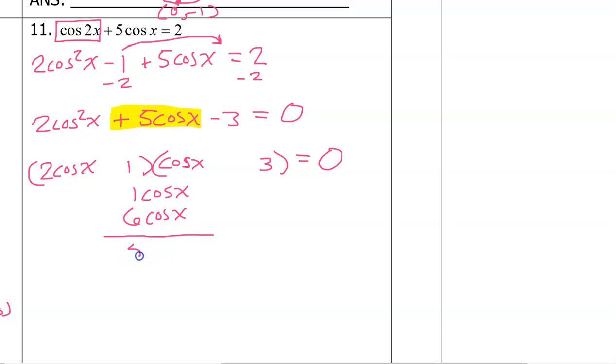Okay, so I need to end up with 5 cosine x. What do the signs have to be to end up with a positive 5 cosine x? Well, I would need a -1 and a positive 6. That translates into a negative here and a positive here.